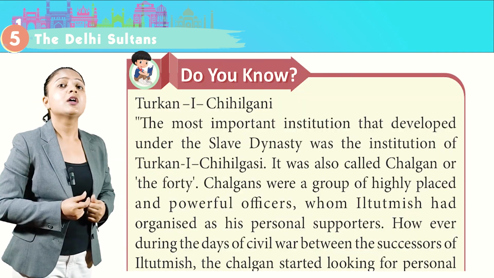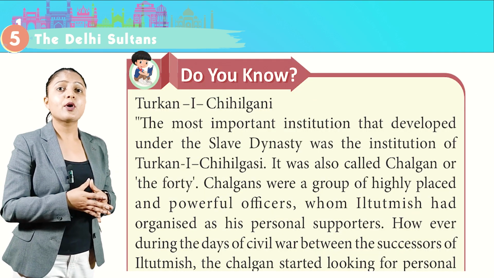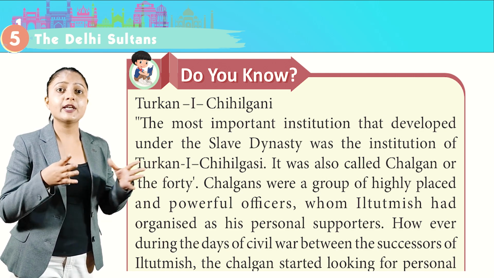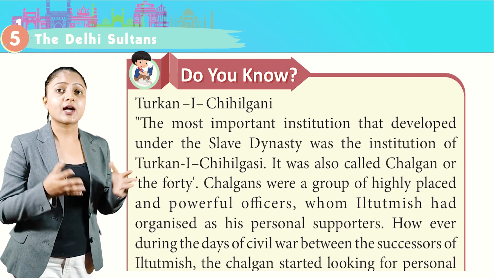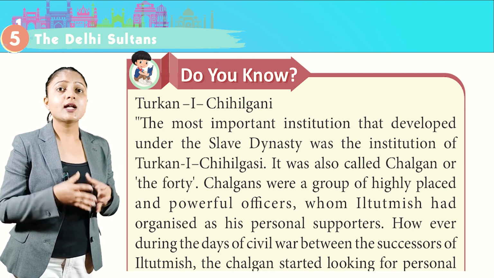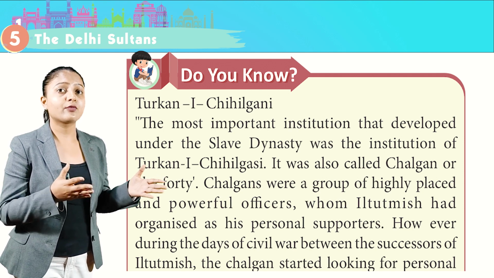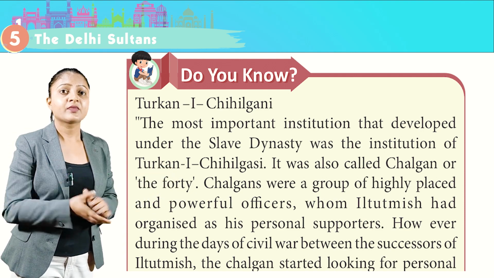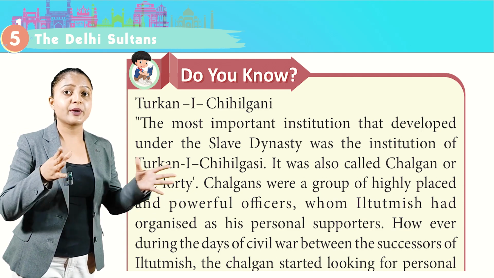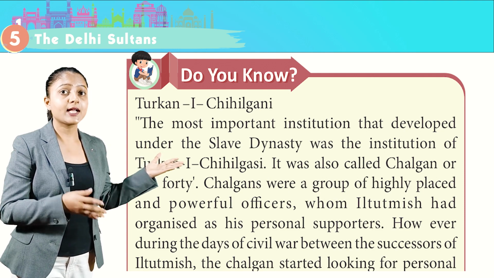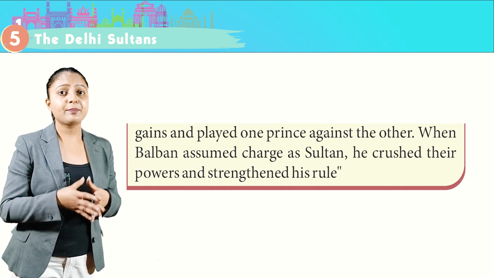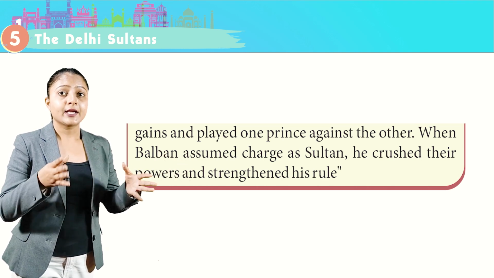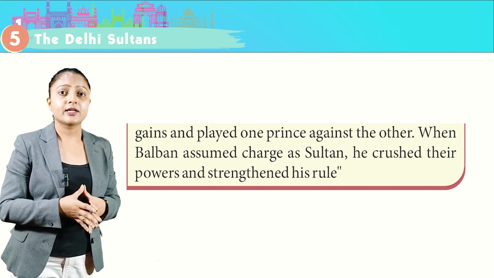Do you know? The most important institution that developed under the slave dynasty was the institution of Turkani Chehilgani. It was also called Chehelgan or the 40. Chehelgans were a group of highly placed and powerful officers whom Iltutmish had organized as his personal supporters. However, during the days of civil war between the successors of Iltutmish, the Chehelgan started looking for personal gains and played one prince against the other. When Balban assumed charge as Sultan, he crushed their powers and strengthened his rule.